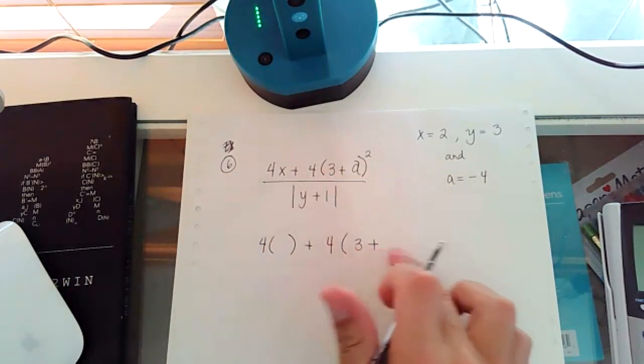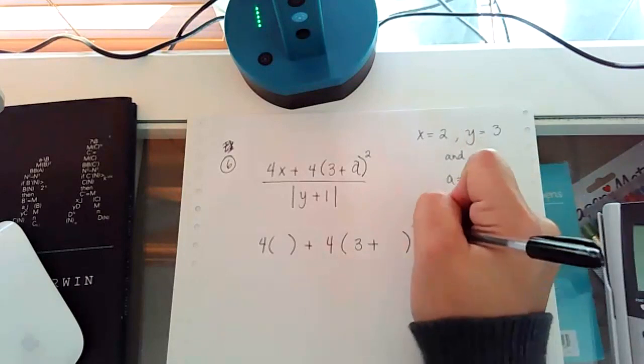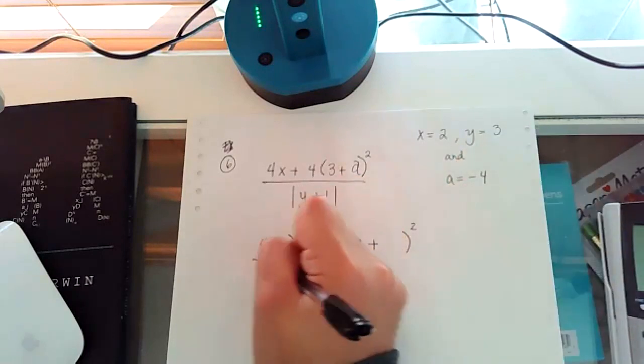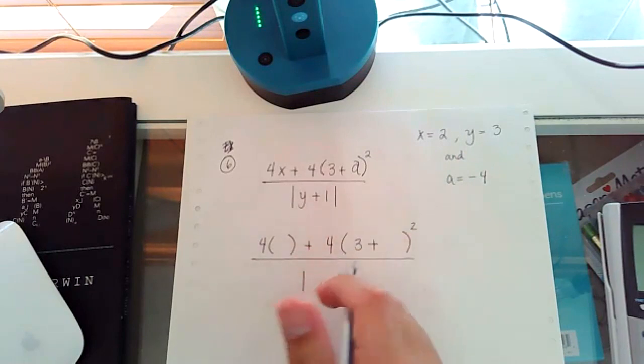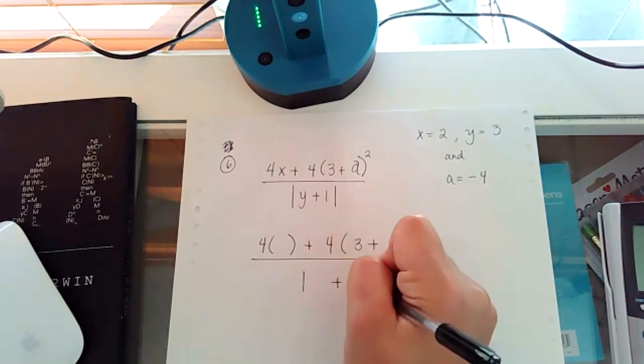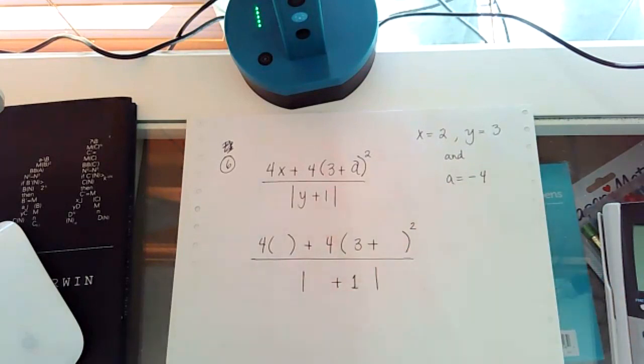Since I already have parentheses here and I don't want to double up on parentheses, I'll just leave a blank here, squared, all over something in absolute value plus 1. I'll put a little flag on the 1 just so we know it's not an absolute value bar. And then I'll plug in the values that I was given.